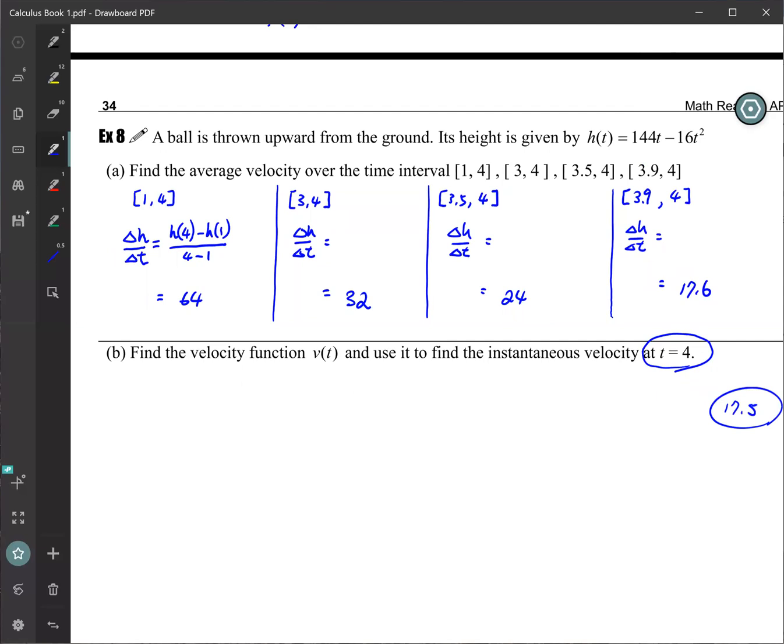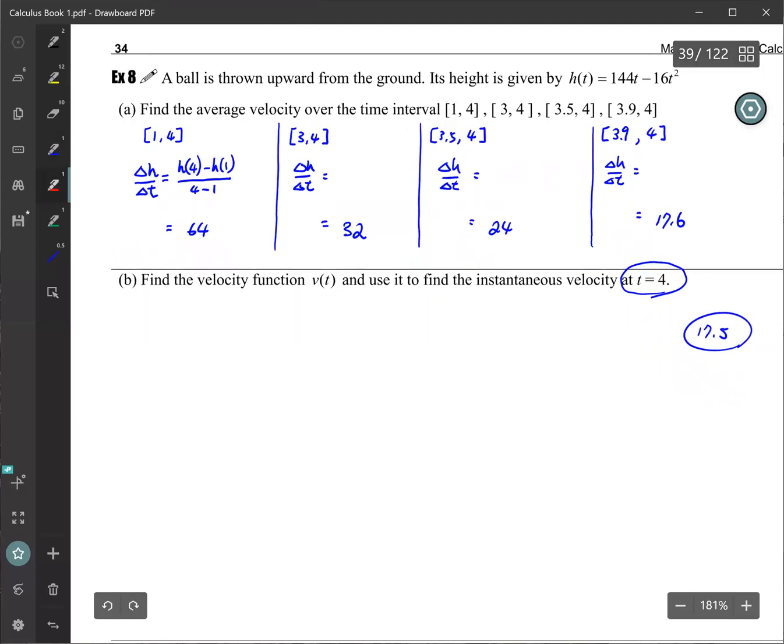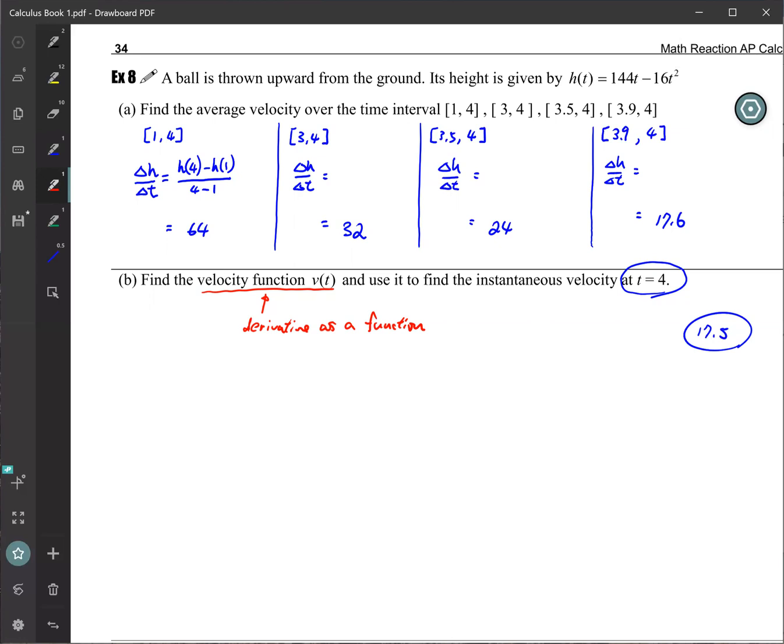So part B, we are actually doing two things. First, we want to find the velocity function, which means it's the derivative as a function. So it's not derivative at a point, it's derivative as a function, which means which definition are we using? Is it number 1, 2, or 3?